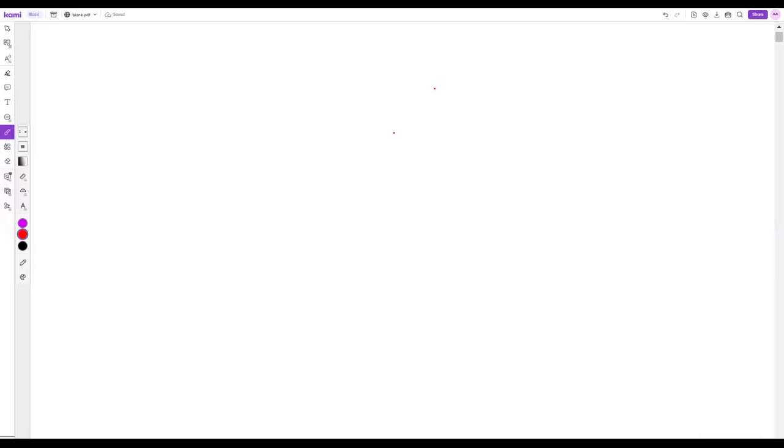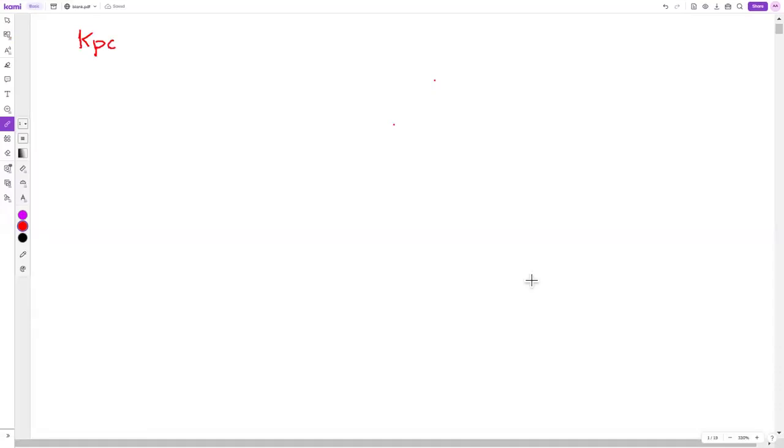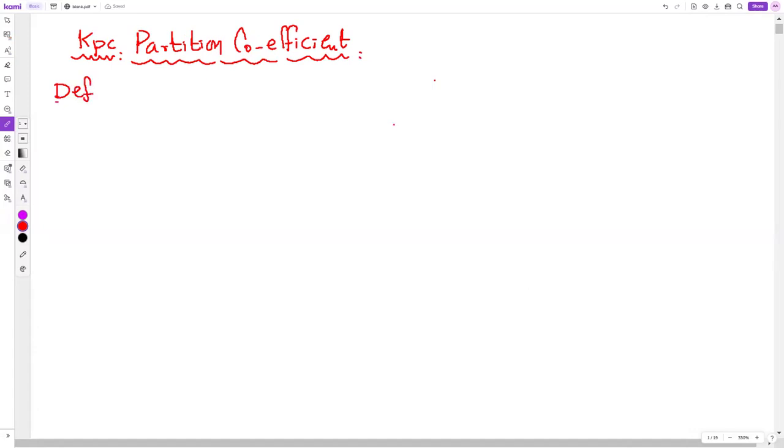Beta, the concept under discussion is KPC, the partition coefficient. Okay. So before going to the definition of KPC, we need to know what KPC is.